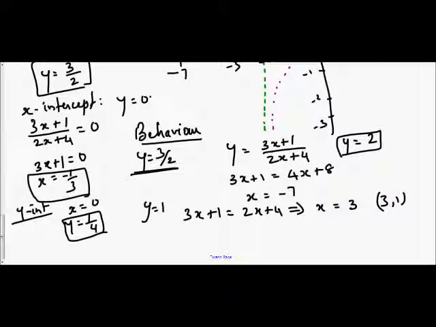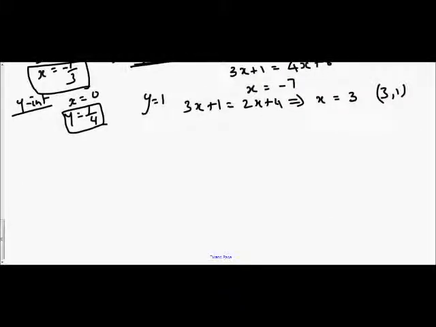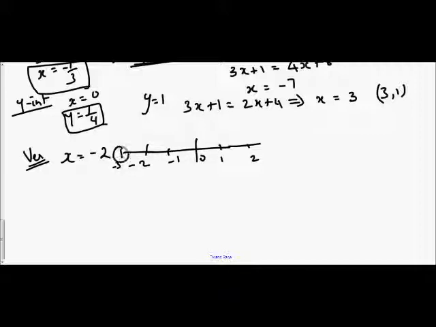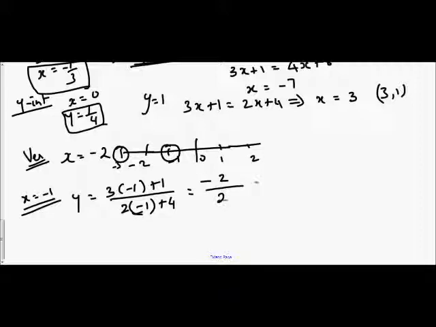And then the next asymptote. This was for horizontal, and we need to find the behavior of the curve with the vertical asymptote. Vertical asymptote was x is equal to minus 2. So if you have 0, minus 1, minus 2, 1, 2. Let's see how it behaves at negative 3 and negative 1. Let's substitute x is equal to negative 1 first, which is y equals 3 times negative 1 plus 1 over 2 times negative 1 plus 4, which would be minus 2 over 2, which is negative 1. So the point is negative 1, negative 1.